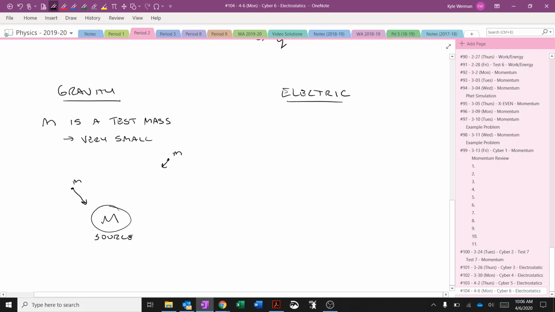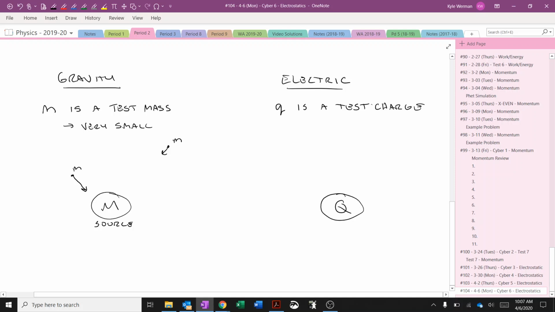Except instead of bringing mass into the field, we're going to bring Q into the field. Q is a test charge. And instead of a big source of mass, we're going to have a big source of charge. All right? And we'll call this our source. For the sake of comparison to gravity, let's make it a positive source. And let's make our test charge an electron.